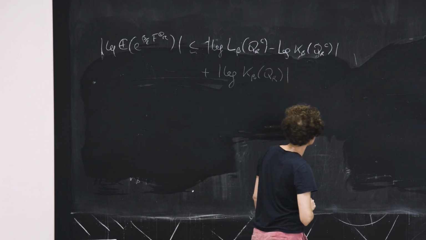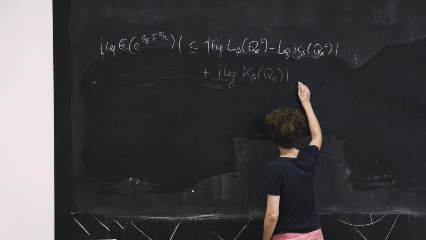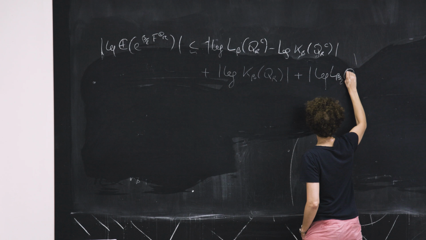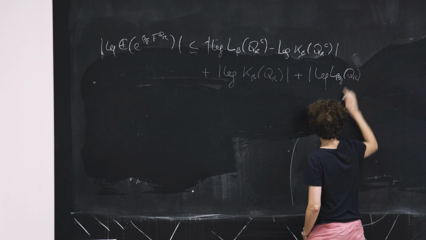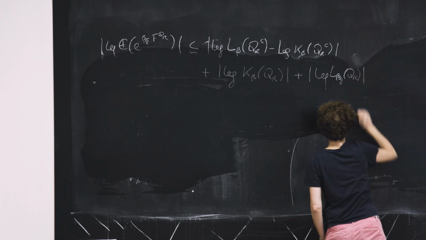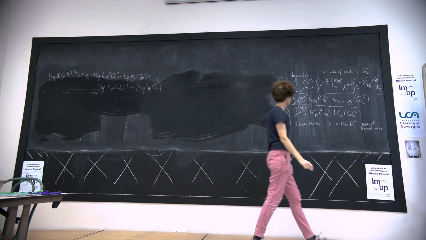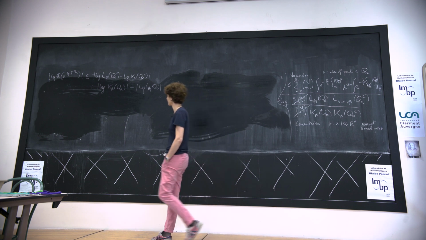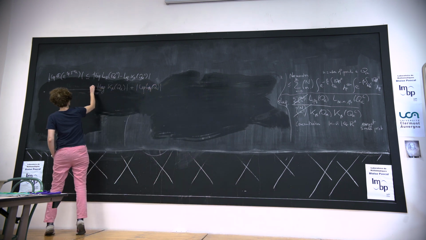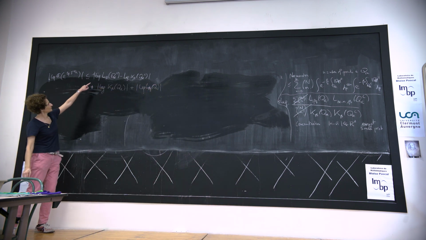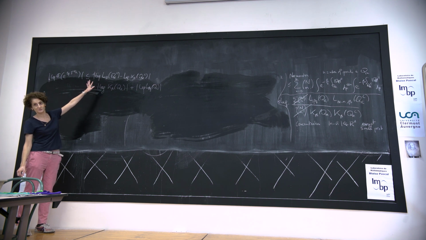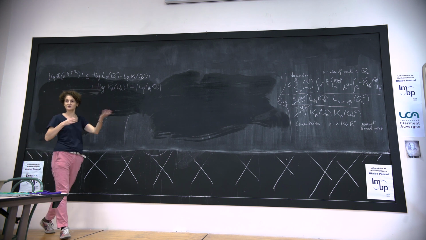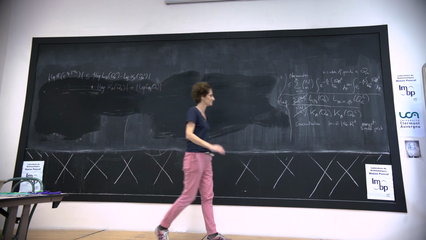So this one has this, and here I can put log, okay? And so now the claim is that the first term, basically we've proven that things like that are small by screening. So the difference between the log k and the log L, that was precisely what screening does.